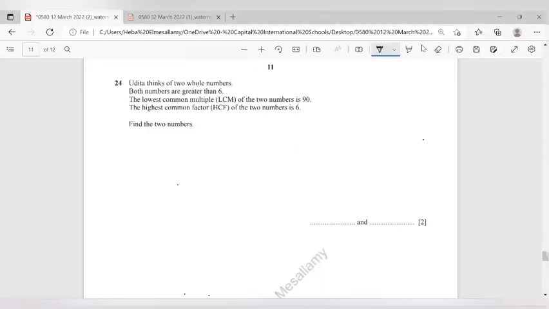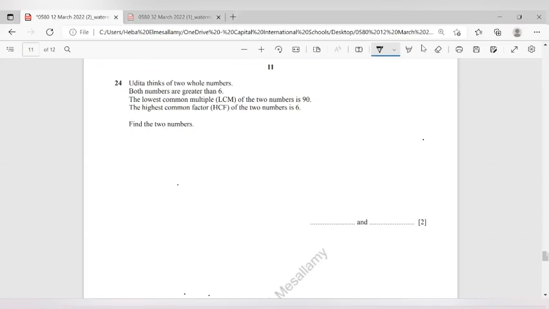Question 24. Odita thinks of 2 whole numbers. Both numbers are greater than 6. The LCM of the numbers is 90. The HCF of the numbers is 6. Find the 2 numbers. The normal question is, I'm given 2 numbers, and I want to calculate the LCM and HCF. But here we are doing the inverse operation. I'm given the HCF and LCM, and I'm looking for the numbers.